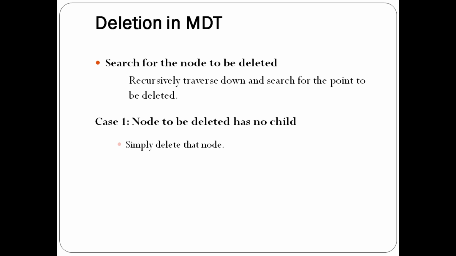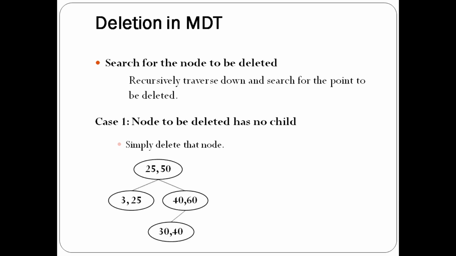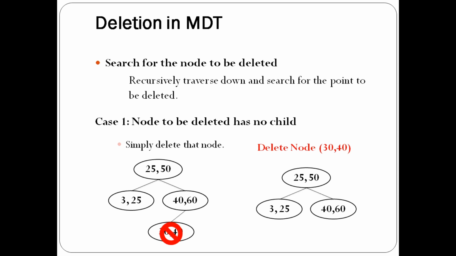In that case, we have to simply delete the node. For example, this is a two-dimensional tree and we want to delete the node 30 comma 40 from it. It is observed that 30 comma 40 is a leaf node. It means it has no child, so we can directly delete it. After the deletion of 30 comma 40 our tree looks like 25 comma 50 as it is, 3 comma 25, 40 comma 60, and the last node is removed from our multidimensional tree. This is case 1, when the node to be deleted has no child.